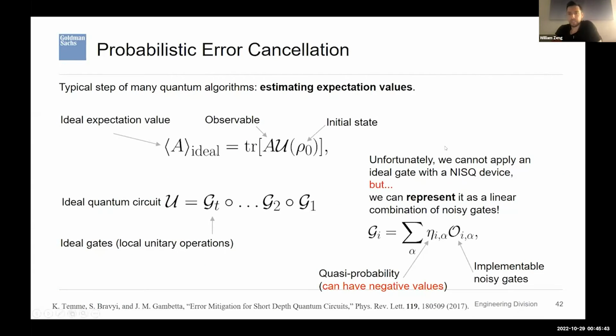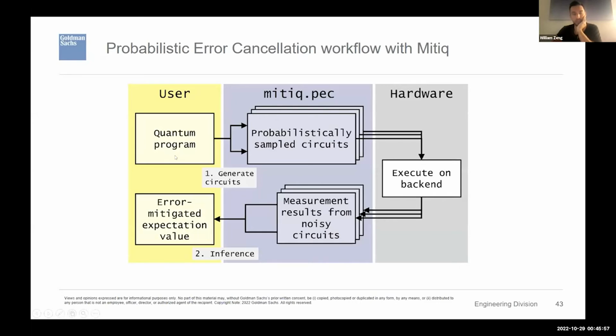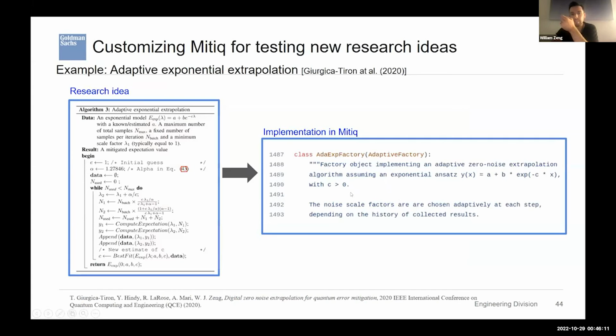In the interest of time, and because it was in the last talk, I'm not going to spend too much time on PEC, but this is another really interesting probabilistic method for estimating expectation values. Similar to ZNE, it's got this kind of framework. You take your quantum program. In this case, you're probabilistically going to replace gates in your circuit. Then you're going to execute them all, and then you're going to reassemble them at the end. And here you do need to have a noise model.